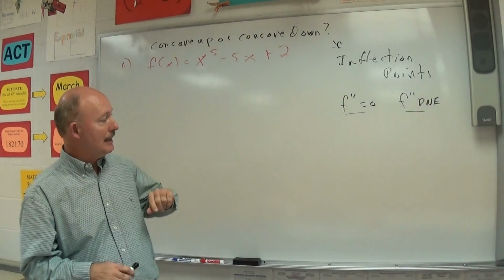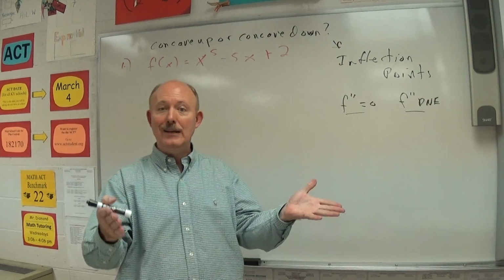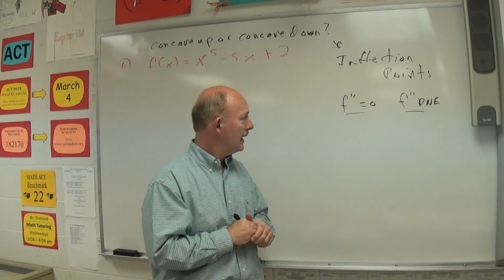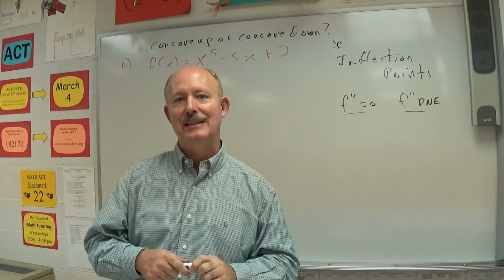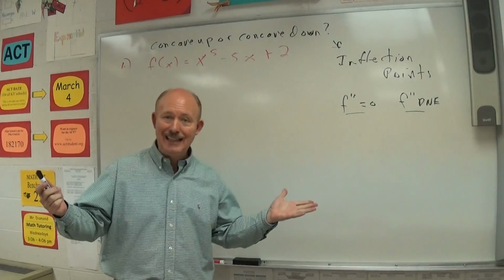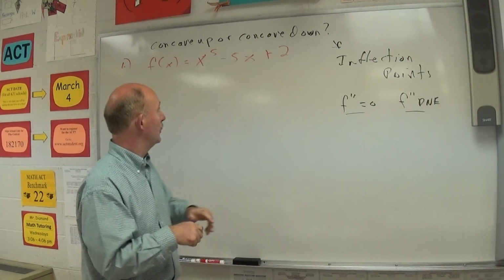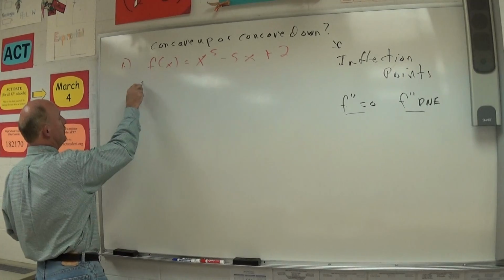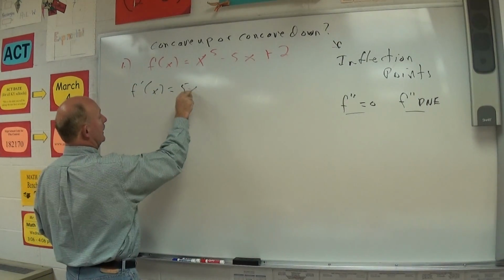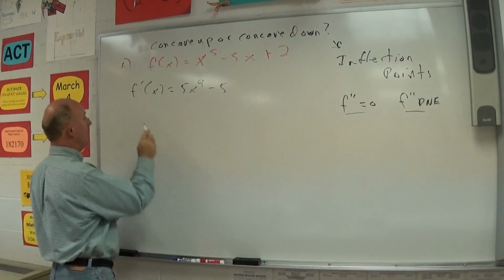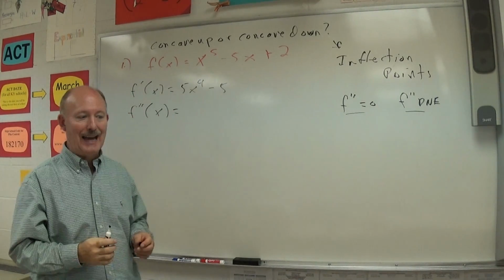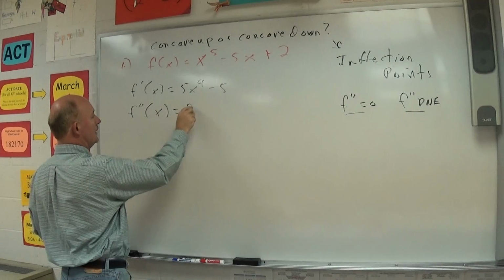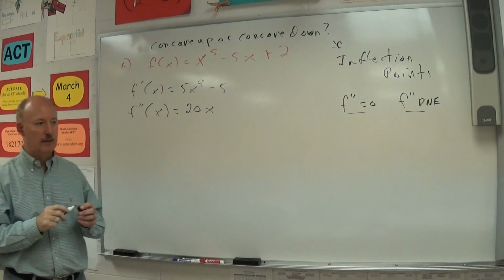We have to find any inflection point or inflection points. There could be more than one. And those occur where the second derivative is equal to 0 and where the second derivative doesn't exist. So we're going to get the second derivative, so let's go and get the first derivative. The first derivative here would be 5x to the 4th minus 5. Let's go ahead and get the second derivative while we're at it. The second derivative would be 20x to the 3rd. So this is our second derivative.